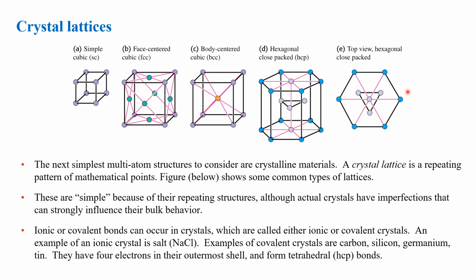They have 4 electrons in their outermost shell and form tetrahedral, hexagonal close-packed bonds. These are some of your crystal lattices. You have simple cubic, face-centered cubic, body-centered cubic, hexagonal close-pack, and what you see here is the top view of HCP. So if you keep repeating this order here, you create your materials. This is the basic unit of many crystal structures, which you can find in crystalline materials.